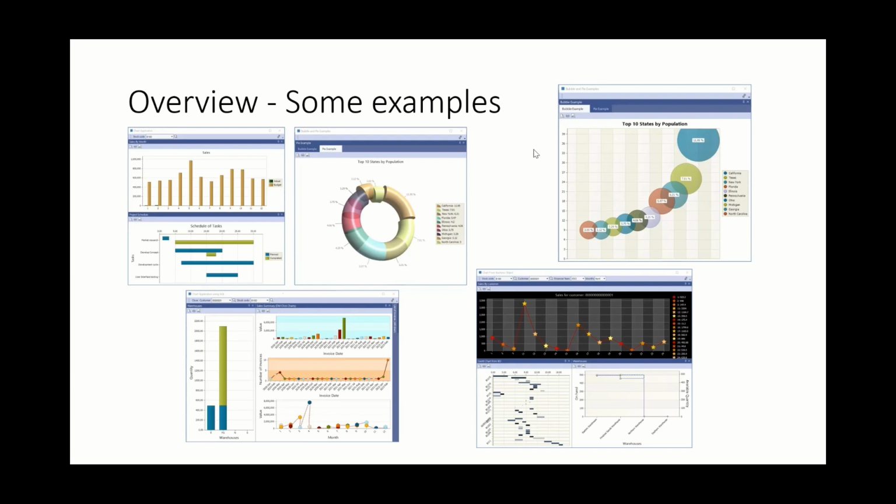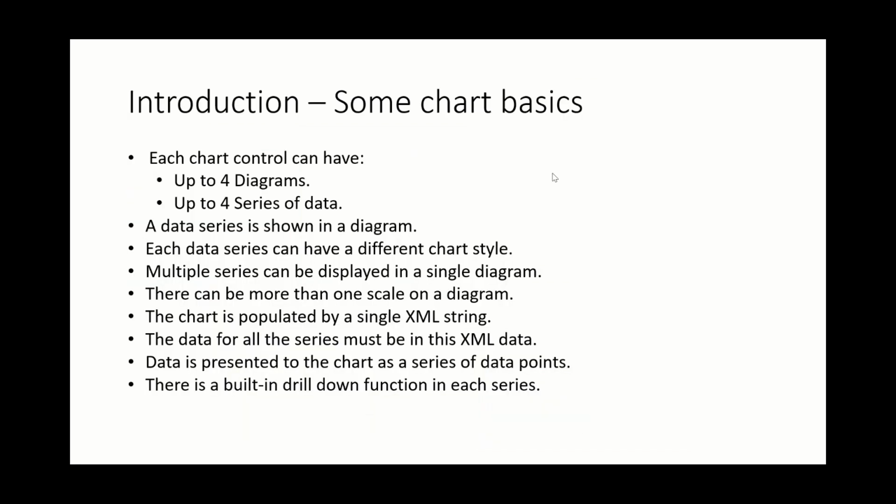So let's have a look at some of the chart basics. Each chart control, and by that I mean as you add it to your application, it will create a single pane, can have up to 4 diagrams. So in layman's terms, really, that could look like 4 different graphs. It can have up to 4 series of data coming at it, and therefore you might assume a single bit of data going to a single diagram and creating in this case 4 charts.